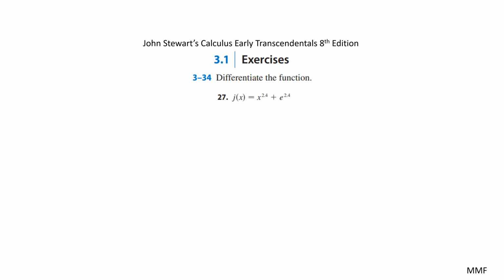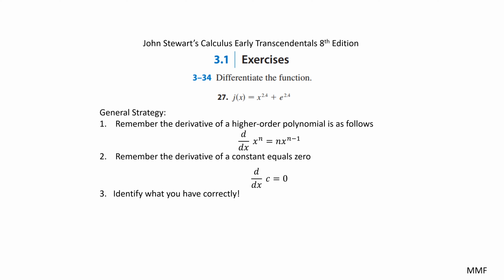This question is trying to teach you the difference between a polynomial to a power and just some function to a power or a constant to a power. I mean, you could replace that e to the 2.4 with a pi to the 2.4 or 2 to the 2.4, and you treat it the same way. It would just be a constant, and the derivative of a constant is 0.